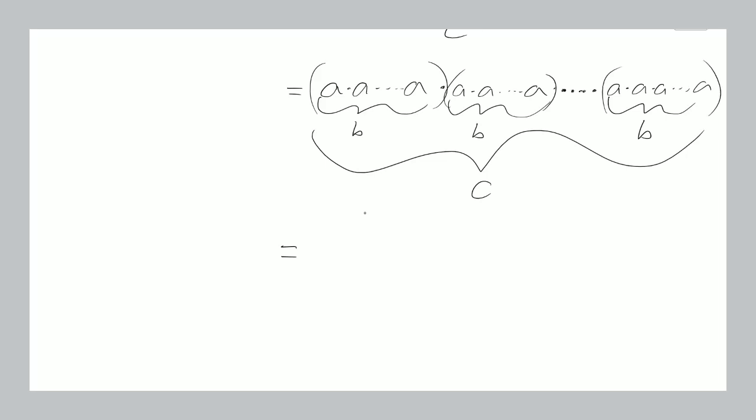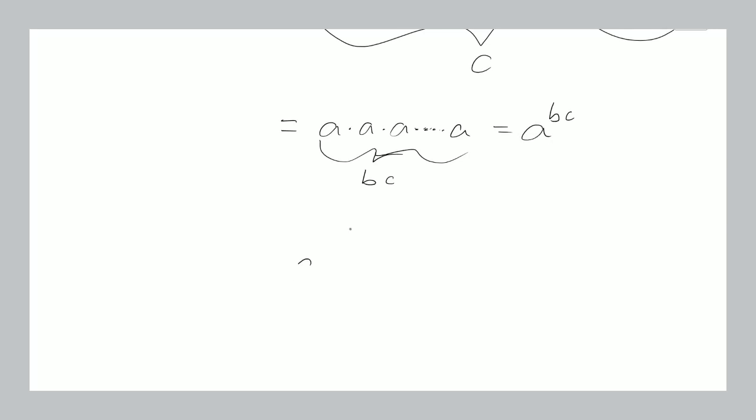So how many a's are there in total? Well, a group of b, c times, that's going to be b times c, right? So we have a times a times a, and so on, b times c times, right? So that's going to be a to the power of b times c. And that's where that rule comes from. A to the power of b to the power of c equals a to the power of bc.